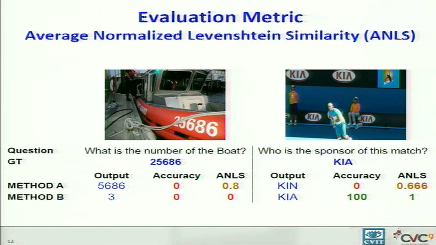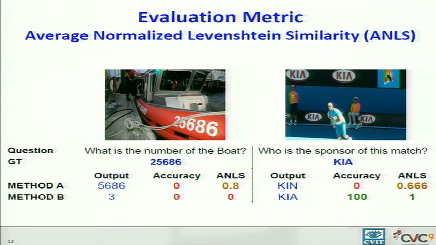Either you provide a perfect match with the ground truth and you have 100% accuracy, or you provide an incorrect answer and you have zero accuracy. But the metric we are proposing, which is based on a string edit distance, is going to give us more information about the errors that the methods are making, because we take into account the errors in the transcription of the text.